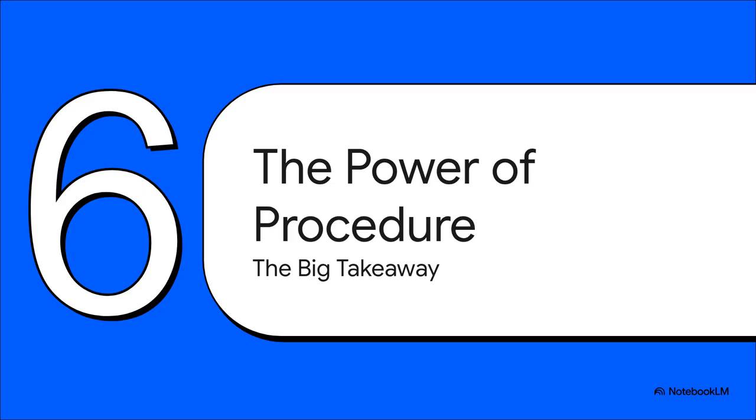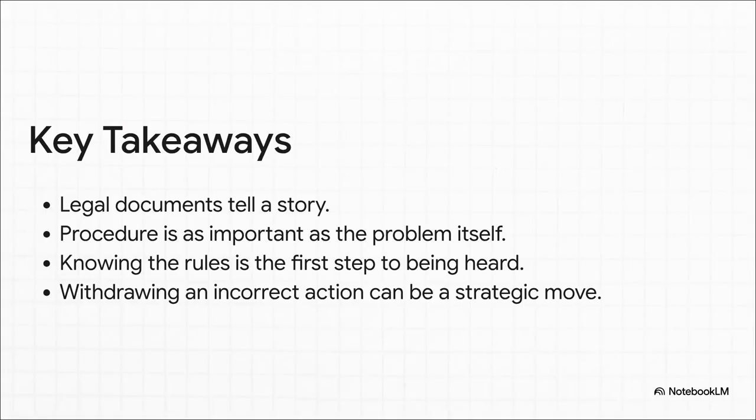We've managed to take this really complicated-looking document and find a simple story inside. And it really all boils down to one thing, the power of procedure. So what have we learned? Well, first off, even the most boring legal document tells a human story. We also learned that the how you do something, the procedure, is just as important as what you're trying to do. Knowing the rules isn't just a nerdy detail, it's literally the first step to getting anyone to listen to you. And finally, and this is a big one, sometimes the smartest move you can make is to take a step back, to retreat, so you can come back with the right strategy.